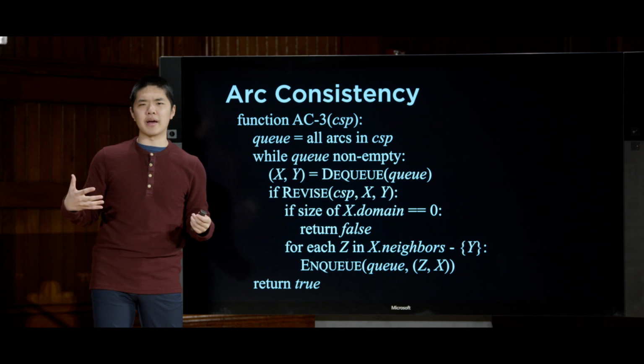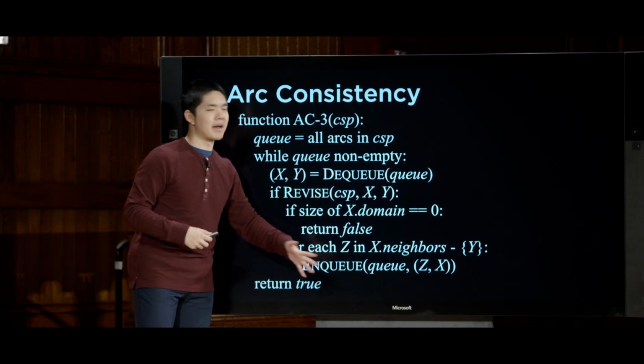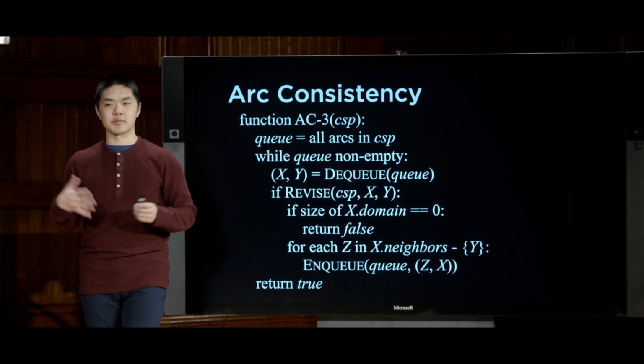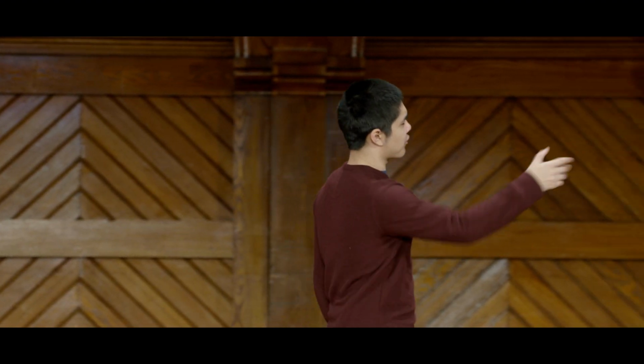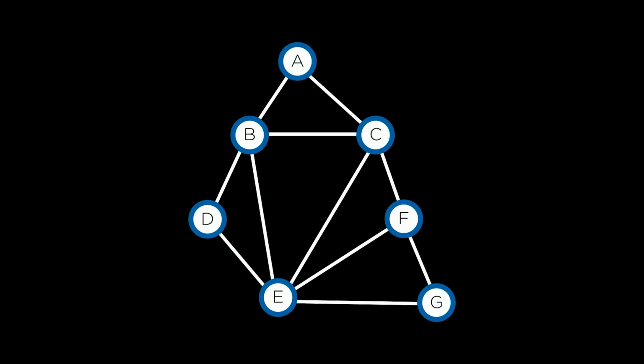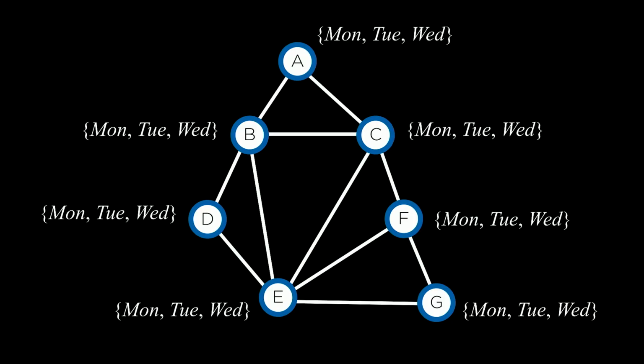And if we did revise it, then there are some new arcs that might need to be added to the queue in order to make sure that everything is still arc consistent, even after we've removed some of the elements from a particular variable's domain. So what then would happen if we tried to enforce arc consistency on a graph like this, on a graph where each of these variables has a domain of Monday, Tuesday, and Wednesday?